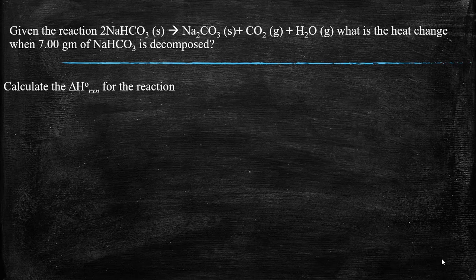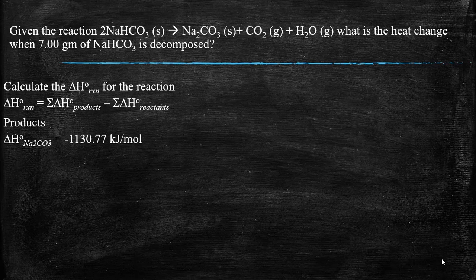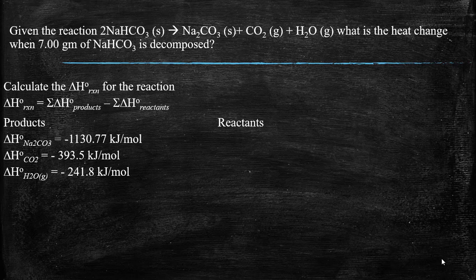Let's start with calculating the delta H naught for the reaction. We know that the delta H naught of the reaction is equal to the summation of the delta H naught of the products minus the summation of the delta H naught of the reactants. For the products, the delta H naught of the sodium carbonate is minus 1,130.77 kilojoules per mole. For the carbon dioxide, it's minus 393.5 kilojoules per mole. For the water in vapor form, it's minus 241.8 kilojoules per mole. And for the reactant, the sodium hydrogen carbonate has a delta H of minus 950.8 kilojoules per mole.